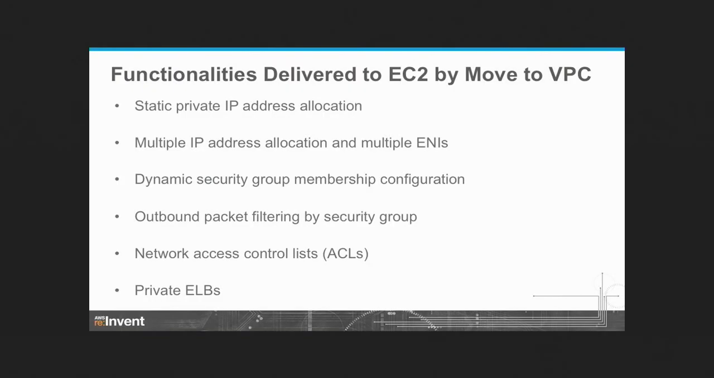So what are some of the functionalities provided by VPC when moving from EC2 to VPC? Static private IP addresses, being able to allocate those to your instances. The ability to allocate multiple IPs and multiple elastic network interfaces. Dynamic security group membership allocation and configuration. You can change the security groups after you've launched the instance. You also can do outbound packet filtering on your security groups. You can deploy network ACLs and, again, private load balancing.